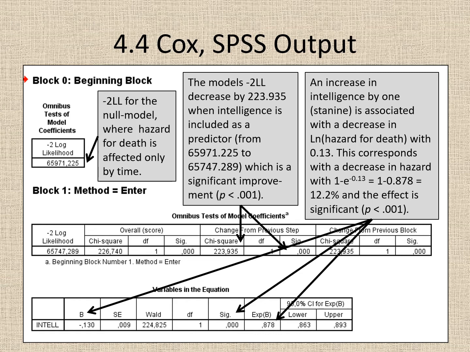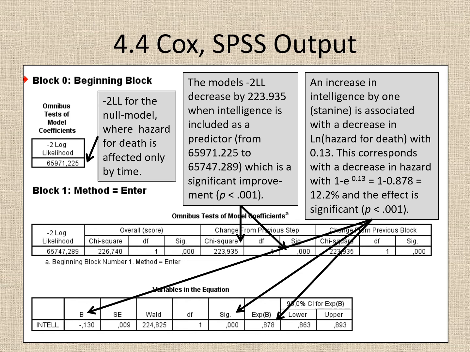Now we add intelligence as a predictor, and it decreases from 65,971 to 65,747. So it decreases by 224. What do we sacrifice by adding intelligence as a predictor compared with the null model?